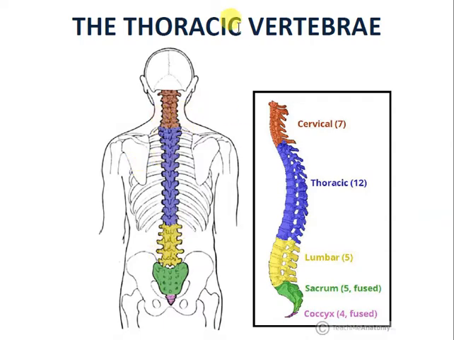This is how the vertebrae of a human being are divided: cervical 7, thoracic 12, then lumbar 5, sacral 5 fused, and coccygeal 4 fused. Some people think that because the vertebrae appear alike there are no distinct features, but actually there are distinct features of every kind of vertebra in this list.